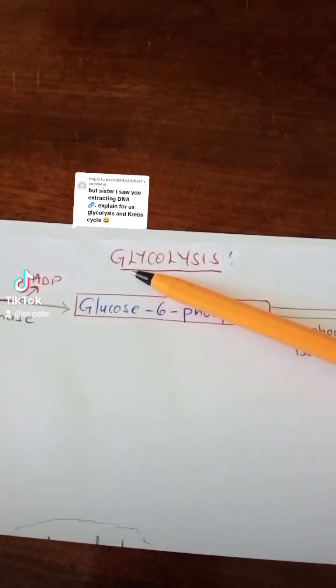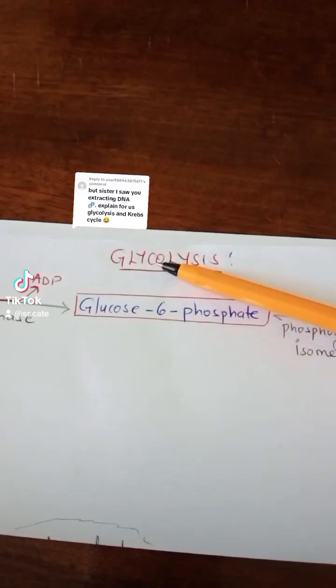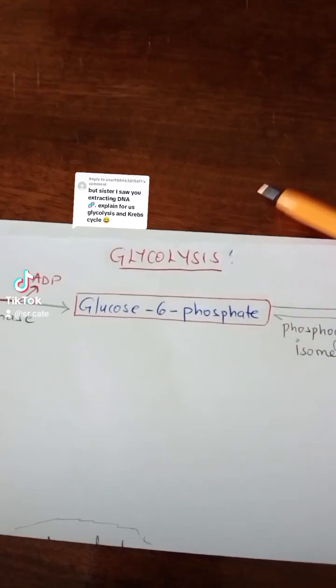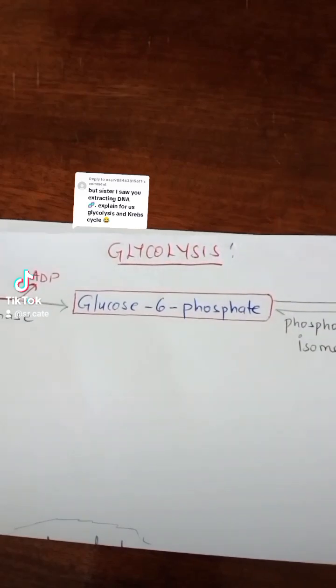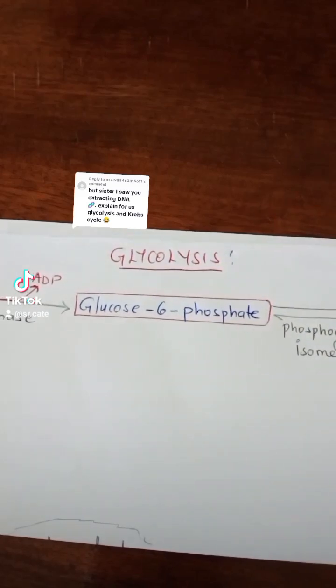So glycolysis, the word glycolysis is from two words, glyco meaning glucose and lysis meaning breakdown. So we can simply say glycolysis is a breakdown of glucose to release energy. And this process occurs in the cytoplasm of the cell.